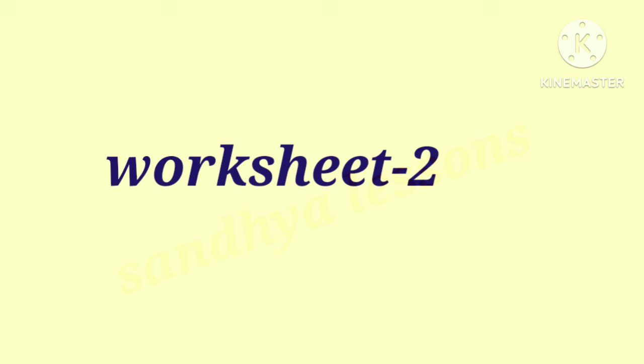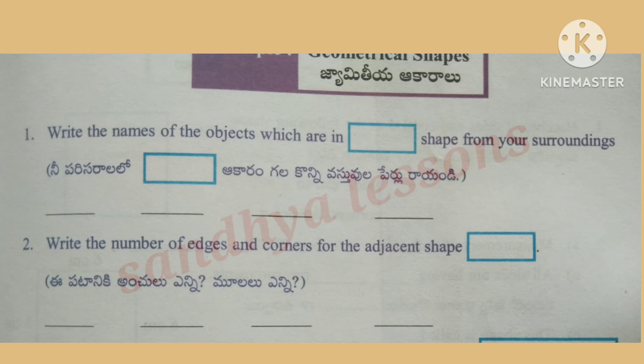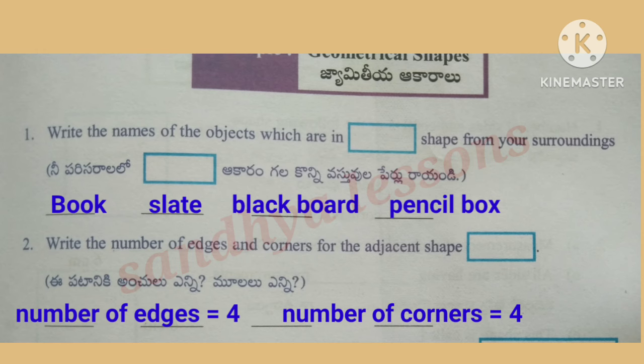Worksheet 2. First Roman, write the names of the objects which are in rectangle shape from your surroundings. Book, slate, blackboard, pencil box. Second question, write the number of edges and corners for the adjacent shape. Number of edges is equal to 4. Number of corners is equal to 4.